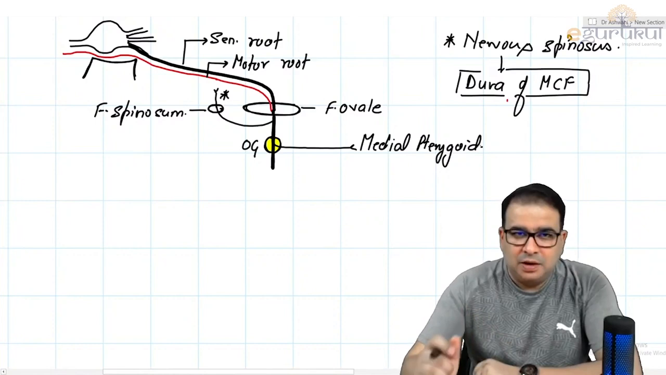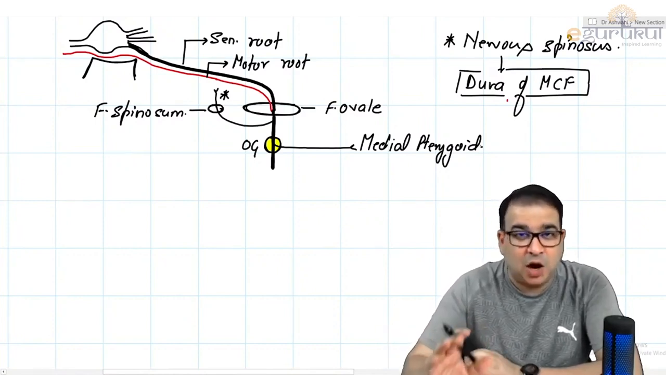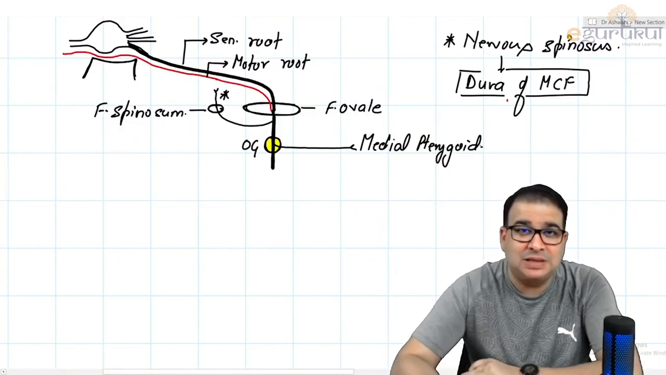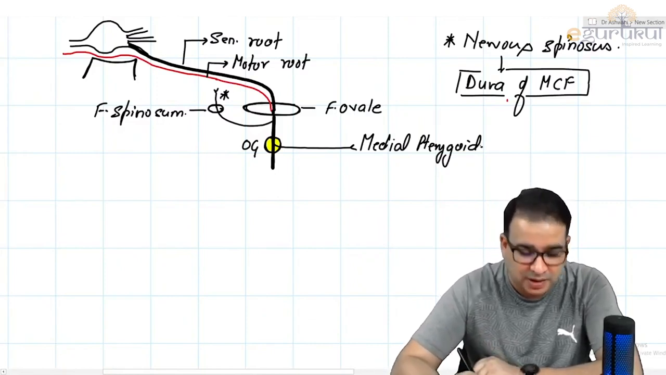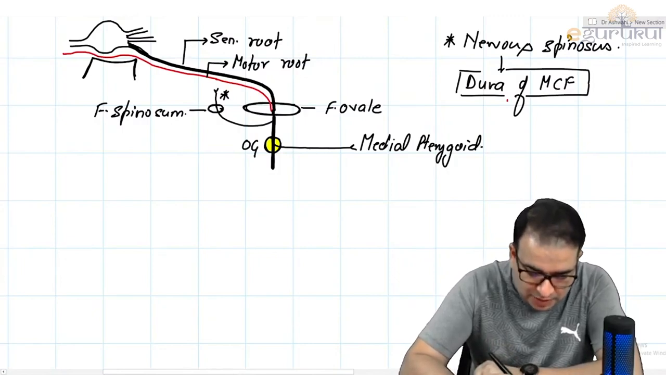There are three things: nervus spinosus, the otic ganglion connection, and the one muscle of mastication. Out of the four muscles, one is supplied by the trunk. That is the nerve to what muscle? Medial pterygoid. The fourth and last important thing about the trunk is the nerve which supplies medial pterygoid.